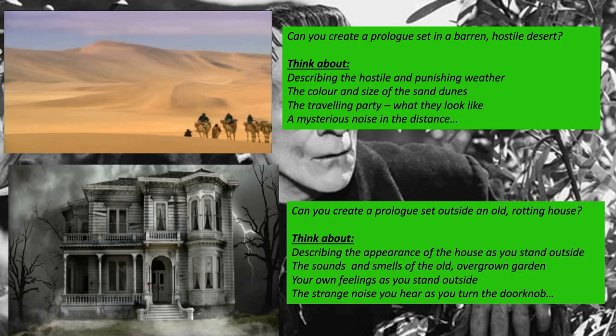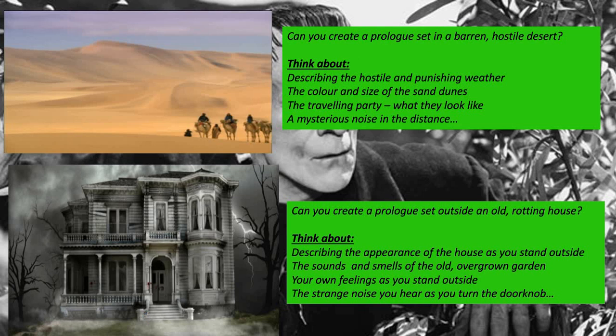So I'd like you to choose one of the 4 following settings for a prologue of a Gothic novel. Now obviously this is a fictitious story that doesn't exist yet, so you're going to create your own setting, which will then obviously dictate where the story will go.